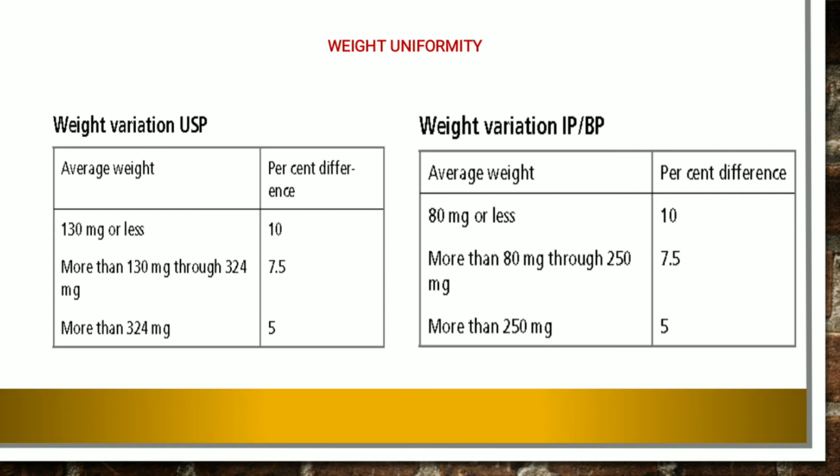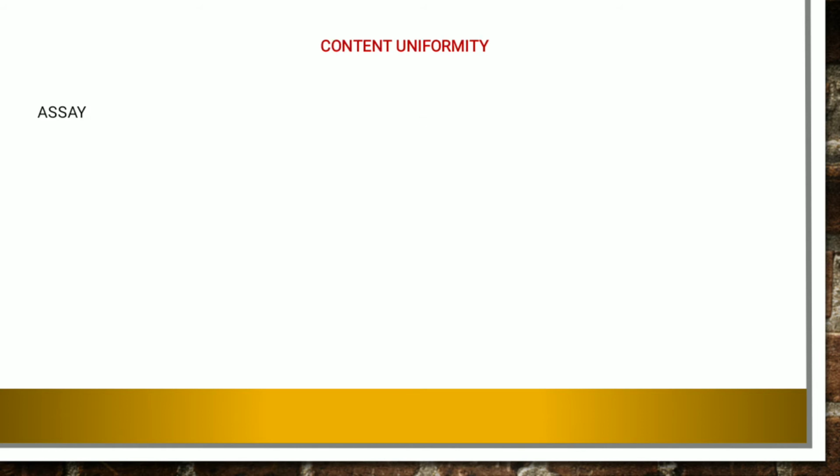The next important test is content uniformity. So for content uniformity, randomly 30 tablets are selected. 10 of these are assayed individually.